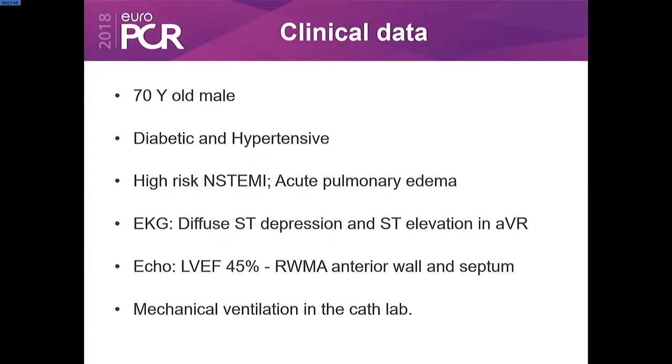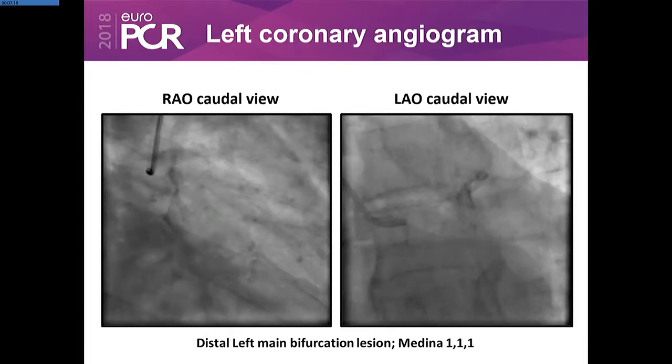Our patient is a 70-year-old male. He is known to be diabetic and hypertensive and presented to us at One Heart Center with high-risk non-ST elevation myocardial infarction and in acute pulmonary edema. His electrocardiogram showed diffuse ST segment depression and ST elevation in AVR. His echocardiography showed wall motion abnormalities in the territory of the LAD, and the patient was soon rushed to the cath lab and mechanically ventilated.